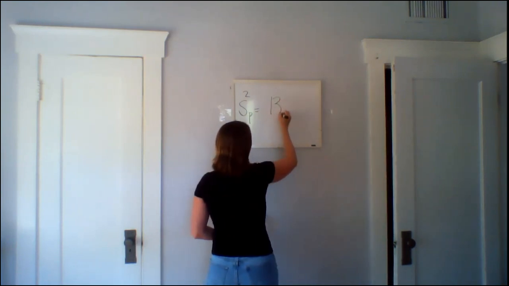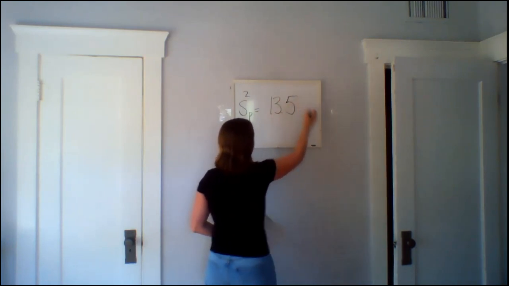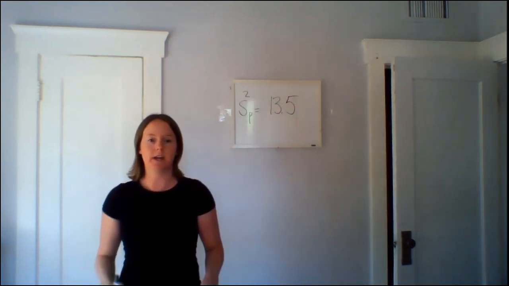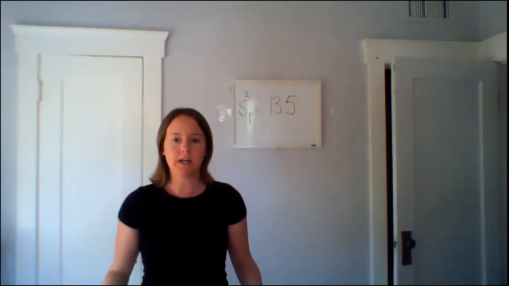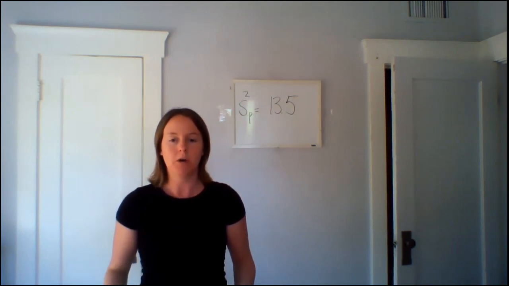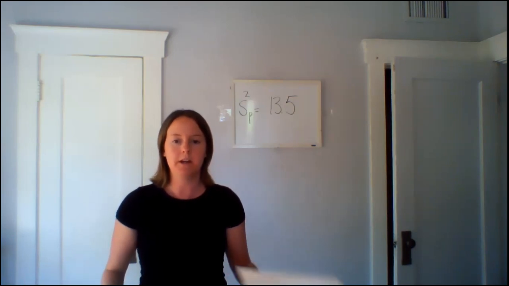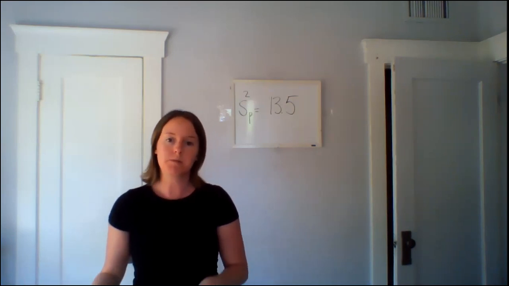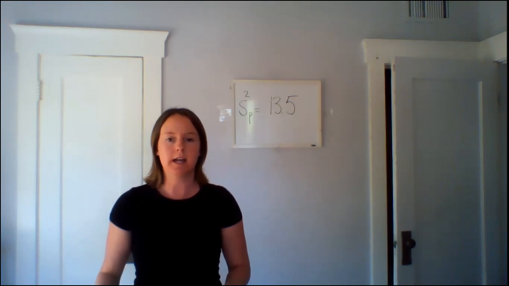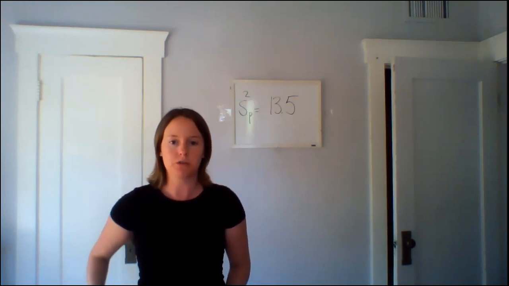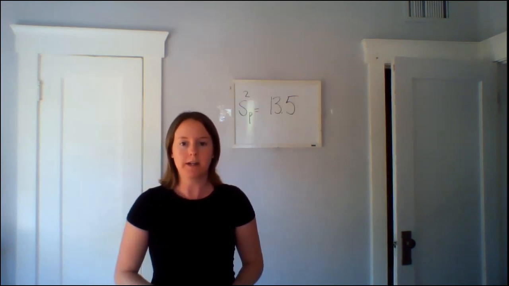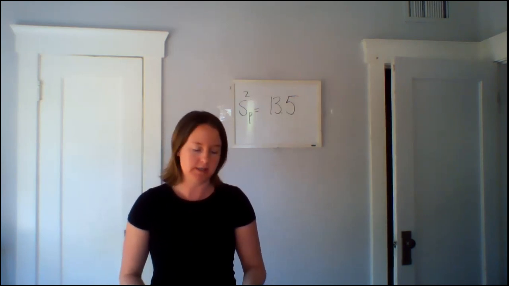So 13.5 is our combined pooled variance. Why do we have to compute the pooled variance? Well, we have two different groups, and you'll see the sample sizes are not equal. One group has 15 people, and the other group has 10. So the group that has 15 people needs to have more of a say in what the true variability is in the difference between groups. That's why we compute the pooled variance.